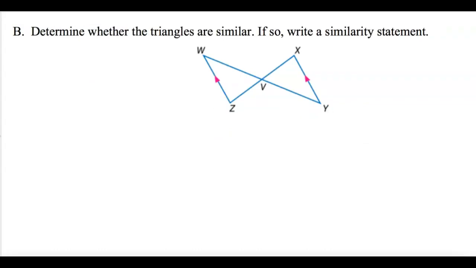Okay, so we'll try this next one. It's similar to the one we saw earlier. So we have that these are congruent because they're vertical angles. These are congruent because they're alternate interior angles. So by angle-angle similarity, they are similar. So we'll say triangle WVZ is similar to triangle YVX.